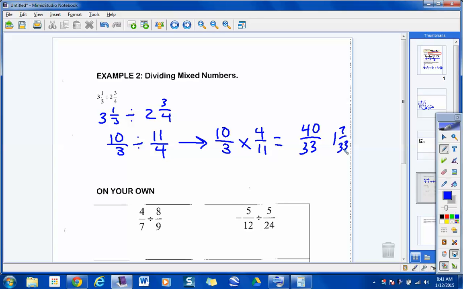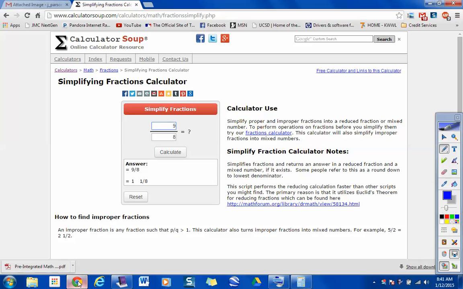Okay, and again, just a reminder, don't forget about your tool for simplifying. Is there an excuse not to simplify anymore? What, John? 7/33. Okay. Is there an excuse not to simplify anymore? Yes. What is it? Just kidding.